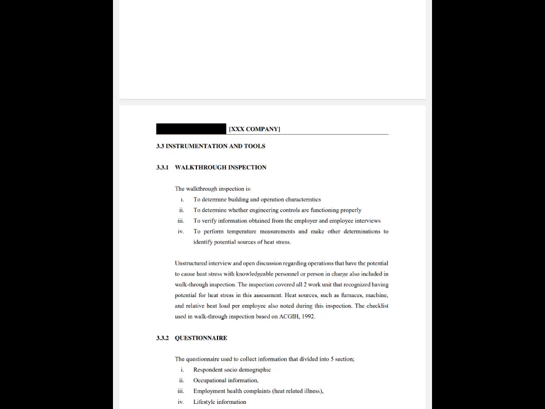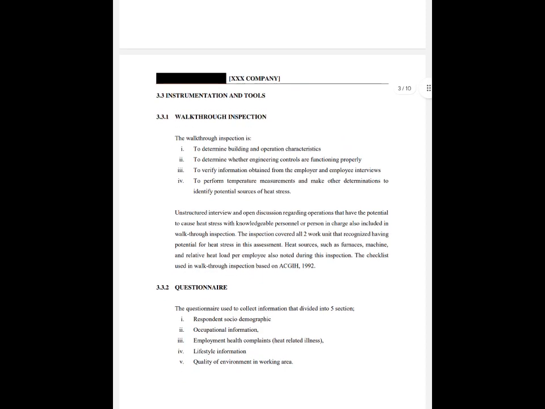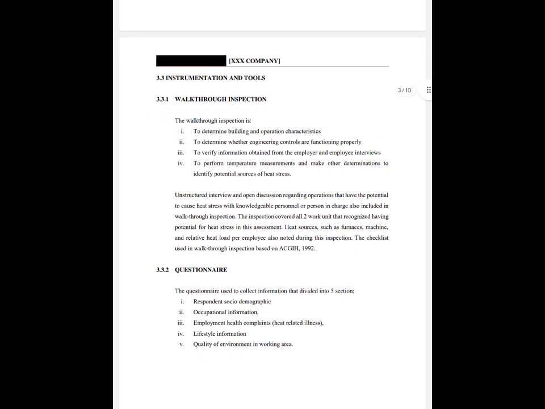So basically, the explanations are in the instrumentation and tools sections, where for walkthrough inspections they give us an idea what the walkthrough inspection is and what they want to determine. Here we can see the walkthrough inspection is to determine the building characteristics, the engineering controls they already have, and verify information, and also perform temperature measurements, okay, and identify the potential heat source.